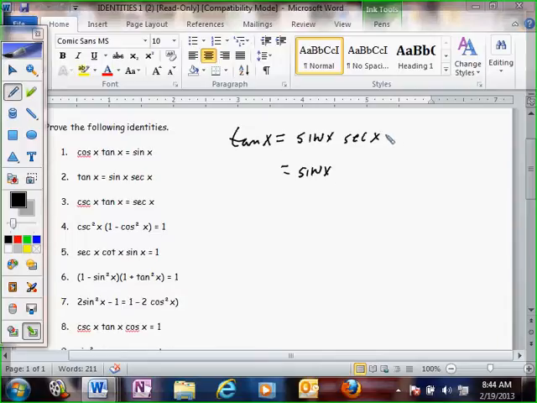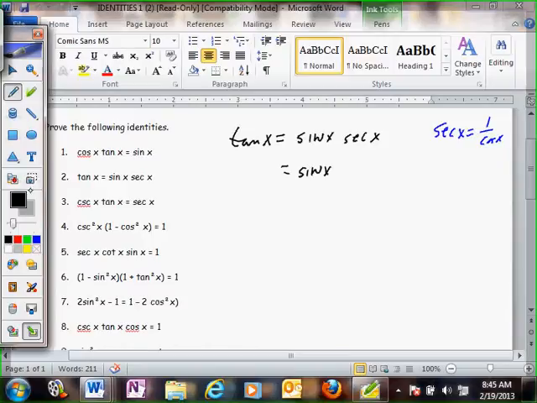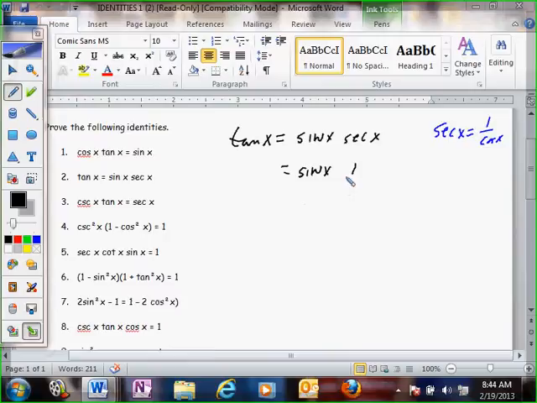Well, how can I turn secant x into something with sine or cosine? If you look at your reciprocal properties, we know that secant x, or secant theta, is equal to 1 over cosine. So I'm going to use that reciprocal property there. And secant x becomes 1 over cosine x.